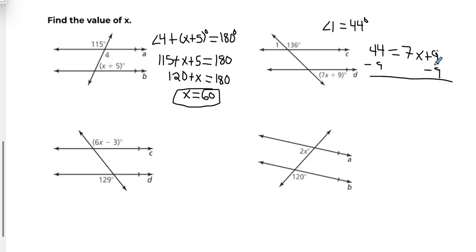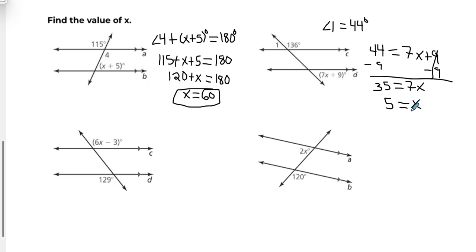That's going to leave me with 35 equals 7x. Divide by 7 on both sides. And x is going to equal 5, or 5 equals x. Okay.